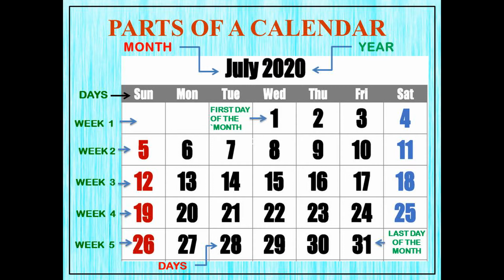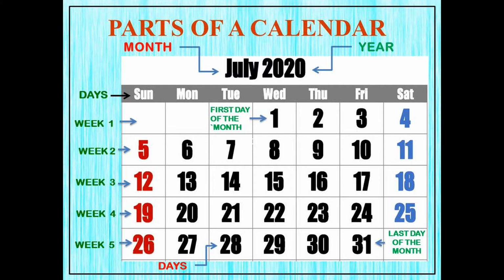As we know, there are 31 days in the month of July. So these days or the numbers are arranged properly, horizontally and vertically, in columns and rows. So the first day of the month starts from 1st and ends on 31st. So 31st becomes the last day of the month.